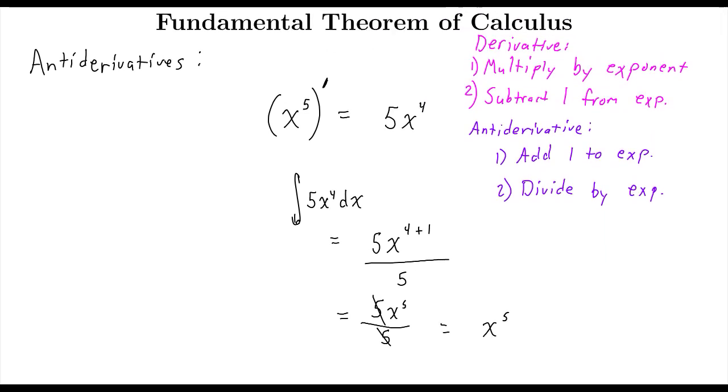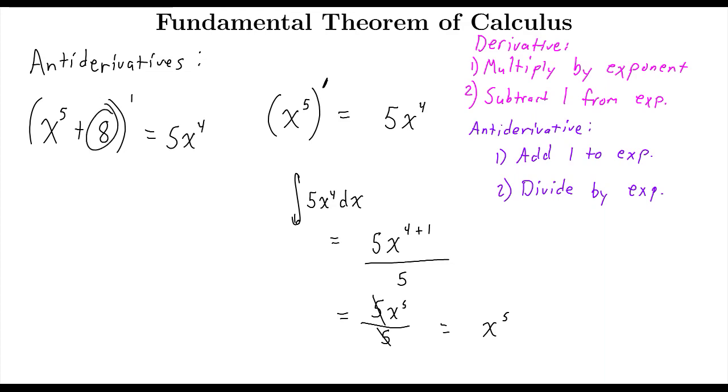When finding the integral, it's slightly different than finding the derivative. When finding the derivative of x to the fifth, I got 5x to the 4th. Well, what if I found the derivative of x to the 5th plus, I don't know, 8? Well, this would be 5x to the 4th.